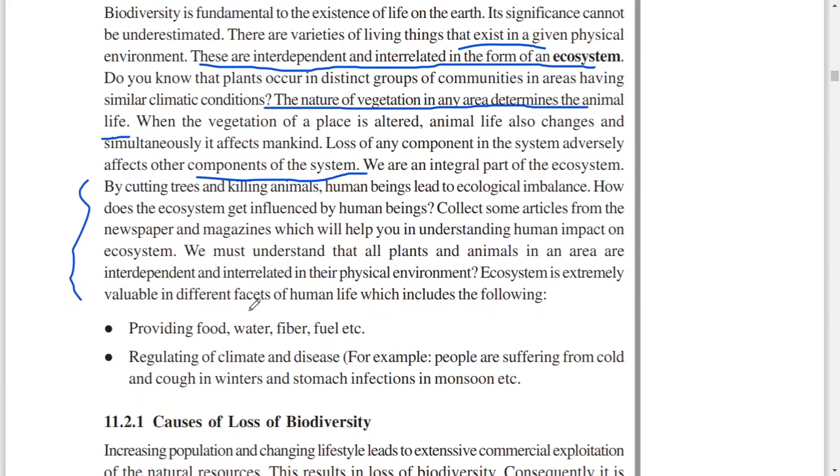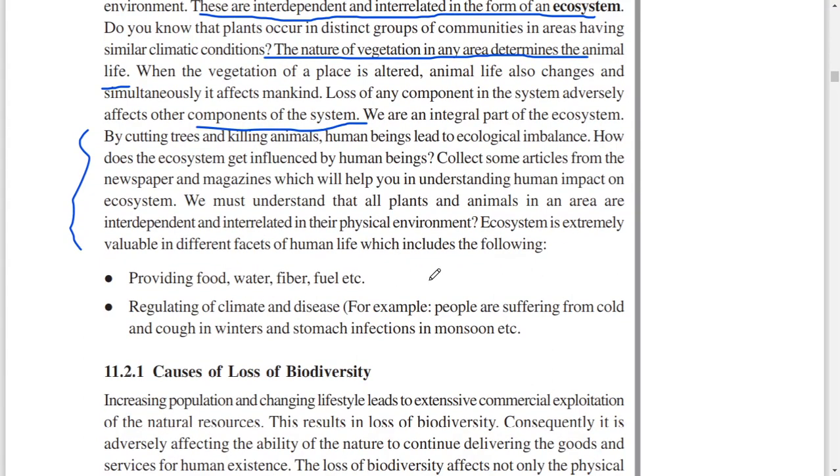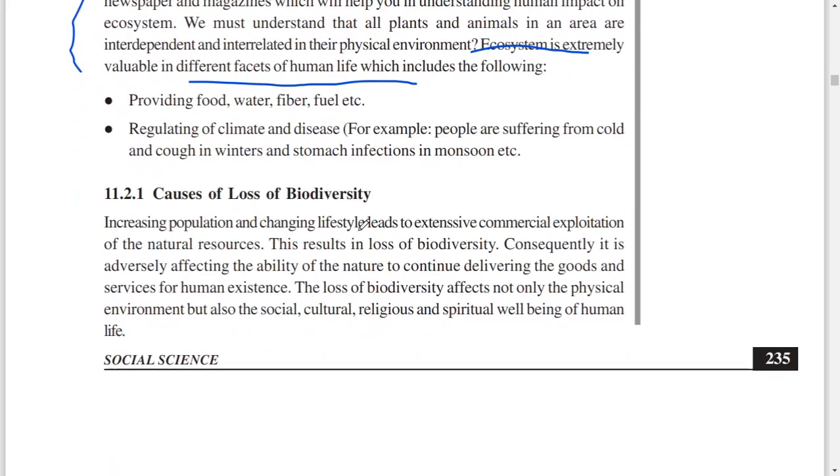We must understand that all plants and animals in an area are interdependent and interrelated in their physical environment. Ecosystems are extremely valuable in different facets of human life. So what does the ecosystem provide us? Providing food, water, fiber, fuel, etc. Regulating climate and disease. For example, people suffer from cold and cough in winters and stomach infections in monsoon, etc.